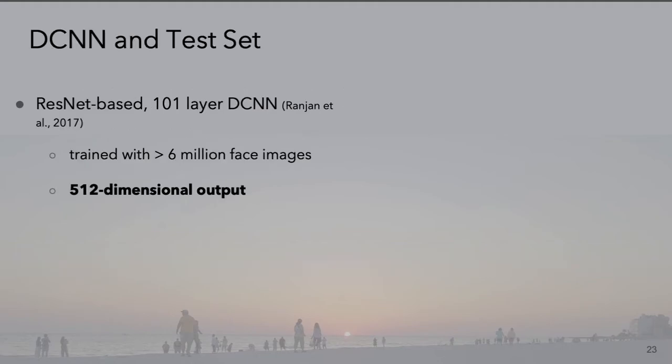We used a ResNet 101-based DCNN trained for face identification using over 6 million images. This produces a 512-dimensional descriptor vector for each image at its output.